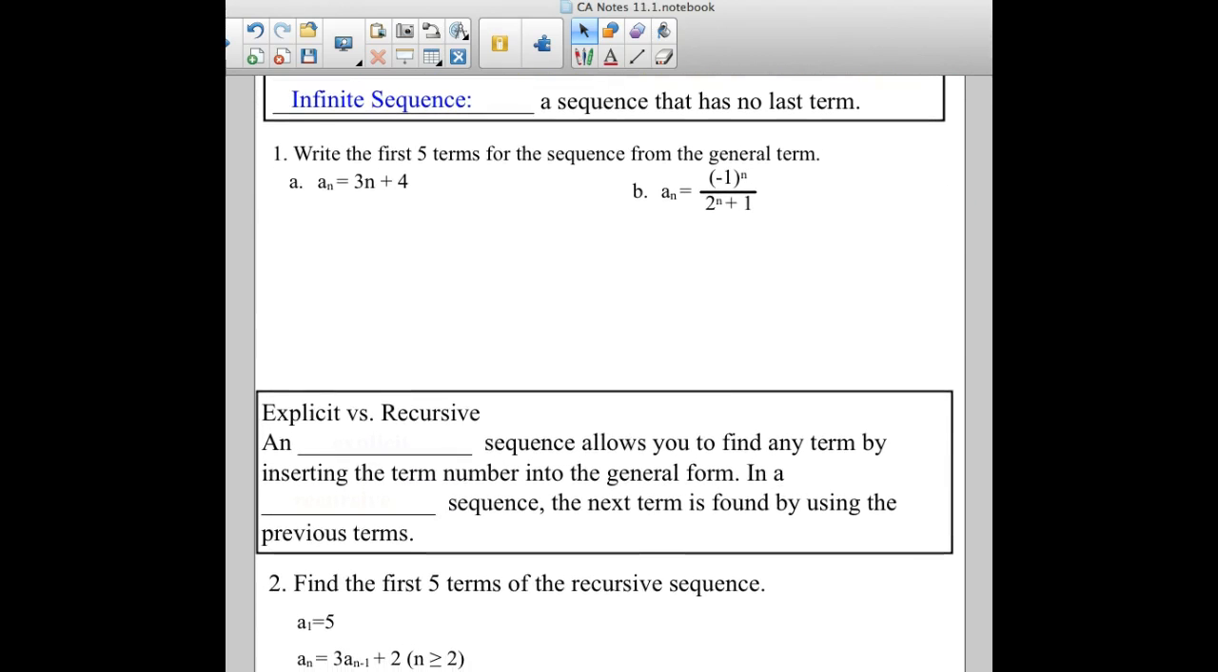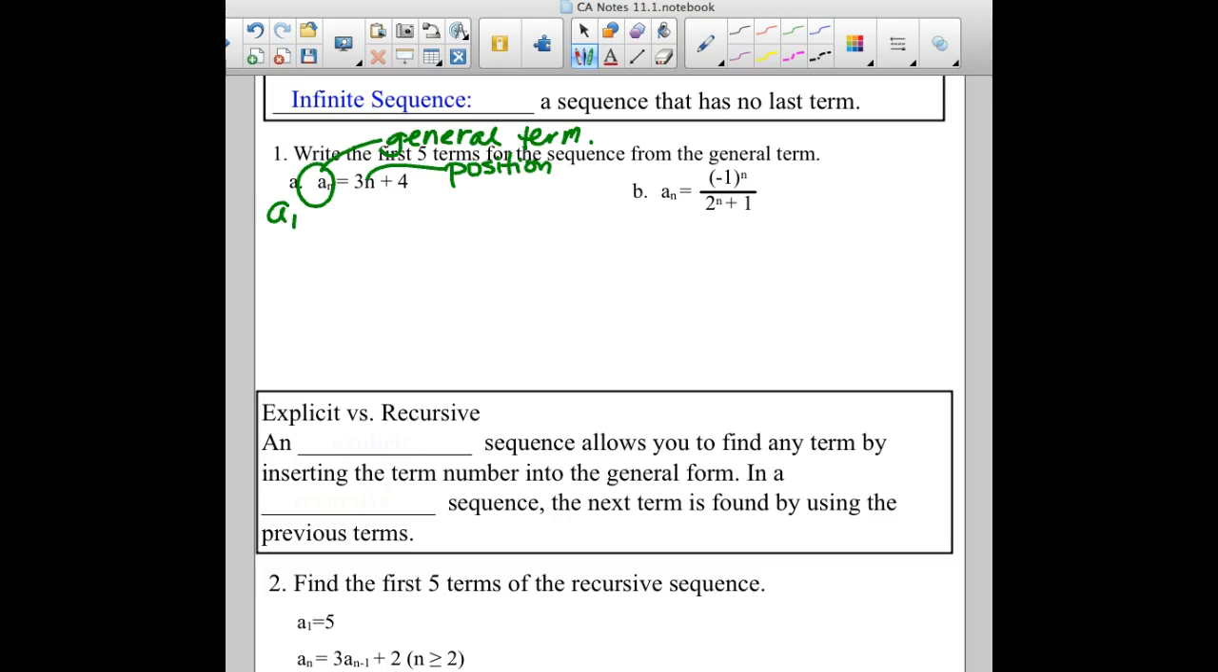So example 1 says to write the first 5 terms of the sequence from the general term. So this right here, a sub n, stands for our general term. In other words, it's just representing any term in the sequence. The n represents the position it is in. So when n is 1, we are finding the first term. So a sub 1 means I've plugged a 1 in for n, which means I have to plug a 1 into my formula here for n, and then complete it.